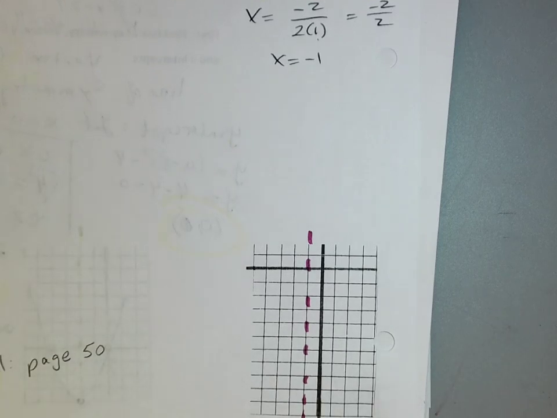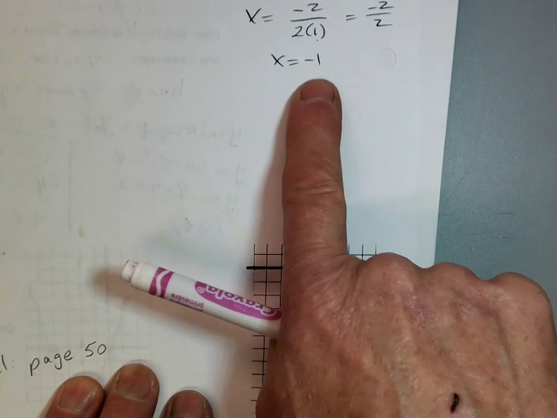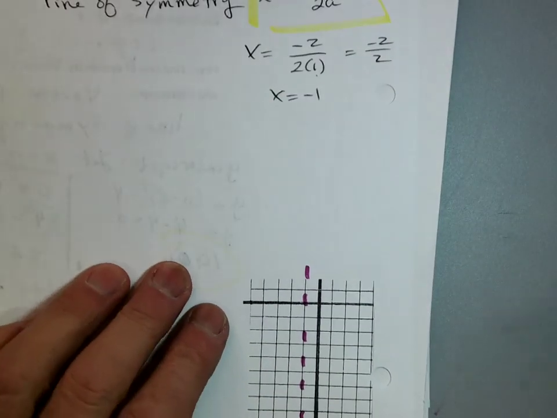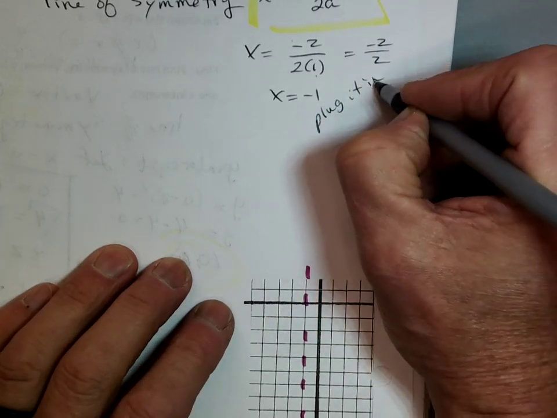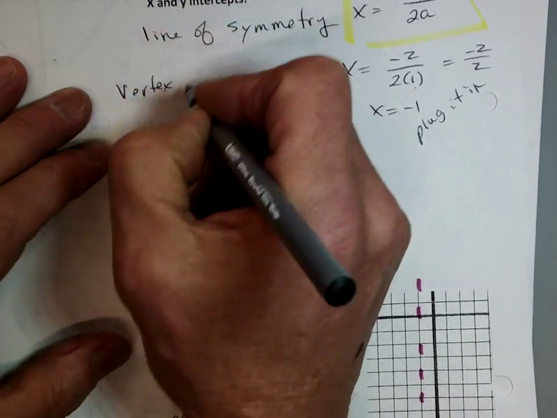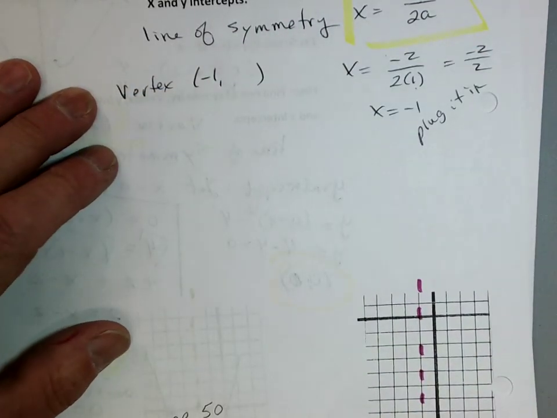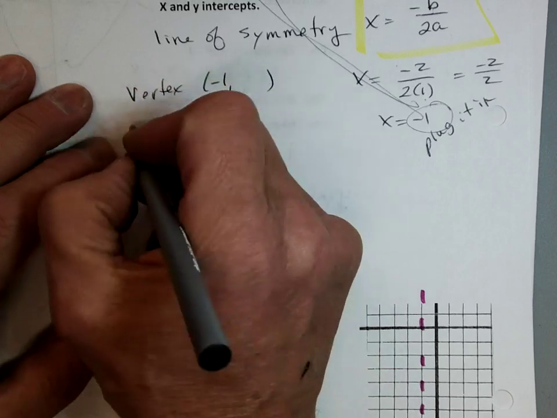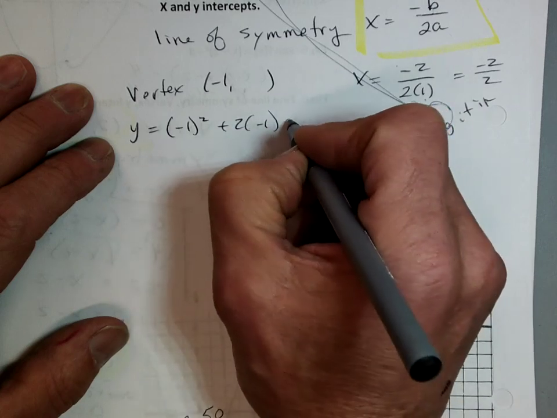Now, the vertex has to lie on this line, correct? So I know the x value of the vertex is negative 1. To find the corresponding y value, let's plug it in. Plug it into what? Well, the equation. I know it's negative 1, something, so take the negative 1 and plug it in for x. So y is equal to negative 1 squared plus 2 times negative 1 minus 8.